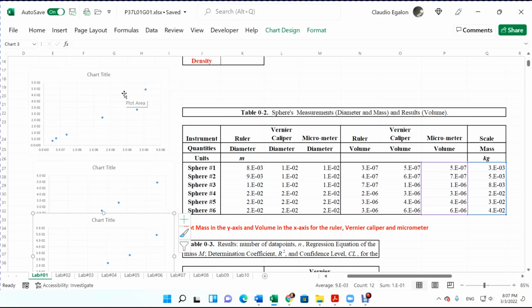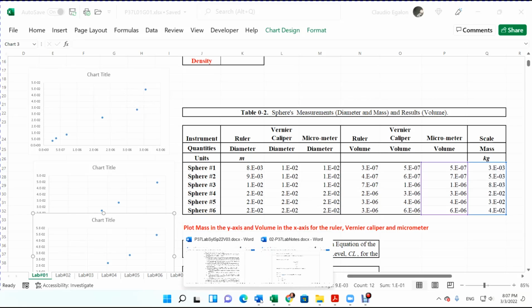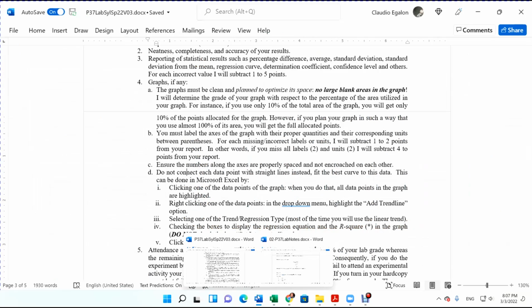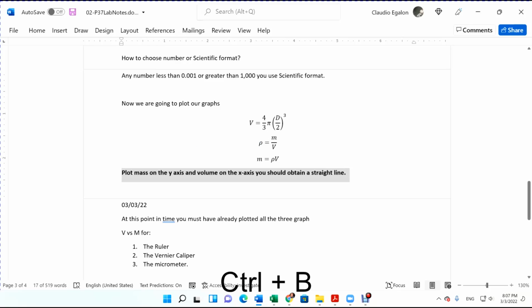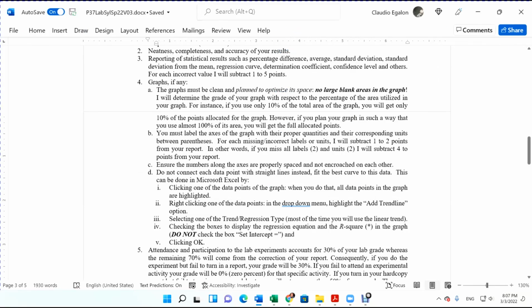The y-axis is the mass. Okay, I'm sorry. The y-axis is the mass. Let me write down here for you. Plot the mass on the y-axis and the volume on the x-axis. See that? If you do that, the slope of your graph is going to be your density. Now, let's do that again.